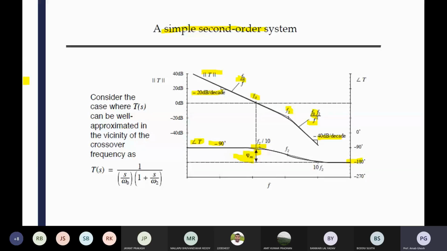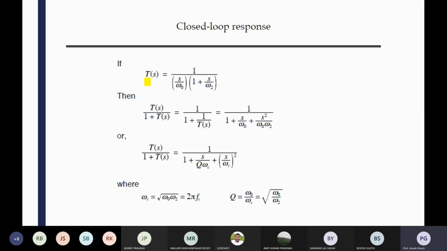Consider the case of T(s). Approximated in the vicinity of the crossover frequency, T(s) equals 1 by s over omega 0 times 1 plus s by omega 2. So it is a gain with two poles. Here you can see T(s) is given. You have to find T(s) by 1 plus T(s). That value is coming, and only two poles are there in the system.